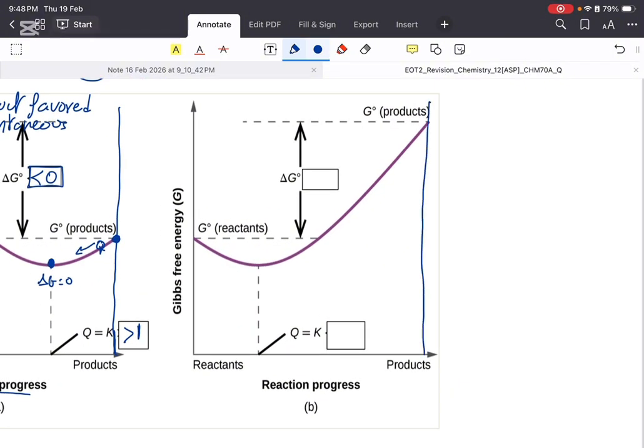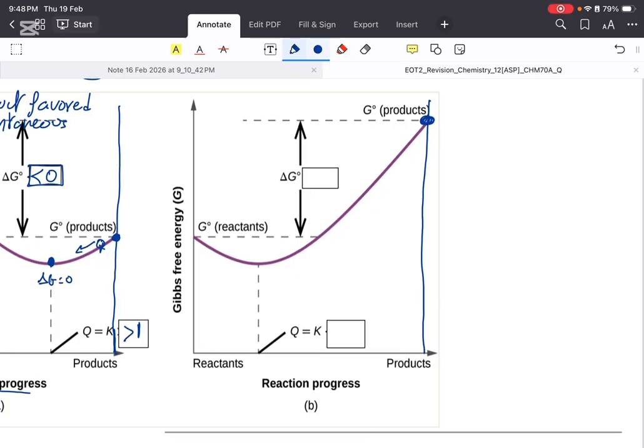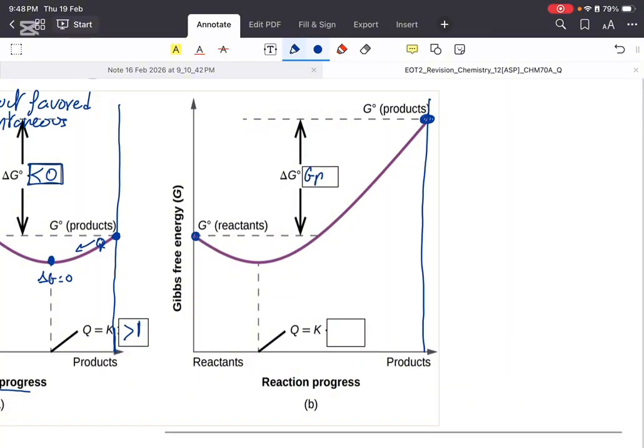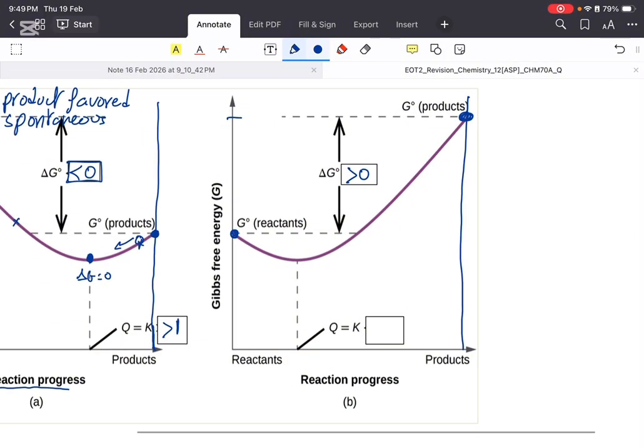Again, draw the y-axis. Here's the point of the product and here's the point of the reactant. Now if I want to calculate delta G, it's the product, a higher value, minus the reactant, a lower value. At this point, our answer is going to be positive. And again, if I put a marble over here, this marble is gonna roll down. It means the products are favored in the direction of reactants. So the products are more favored to give the reactants.